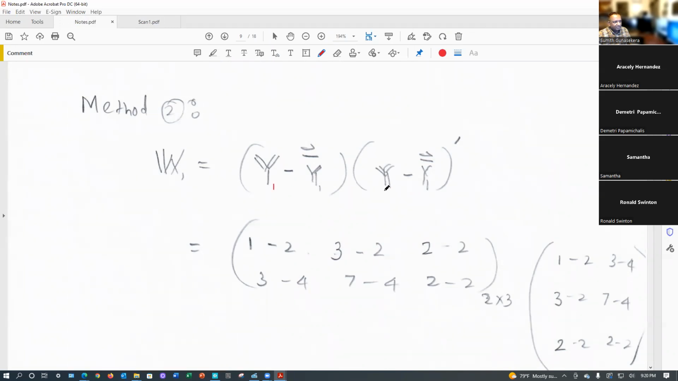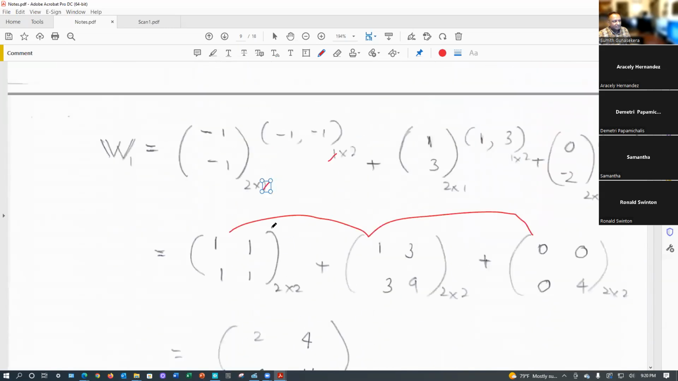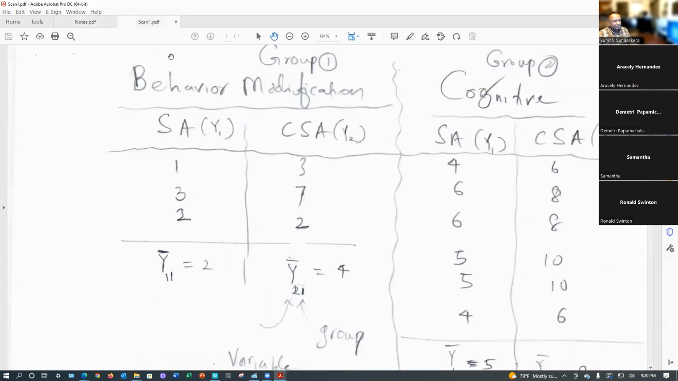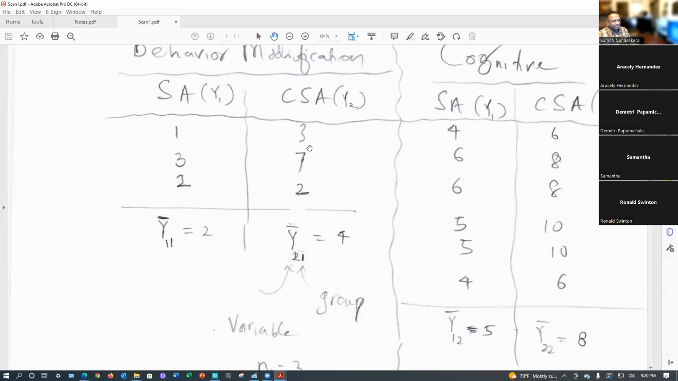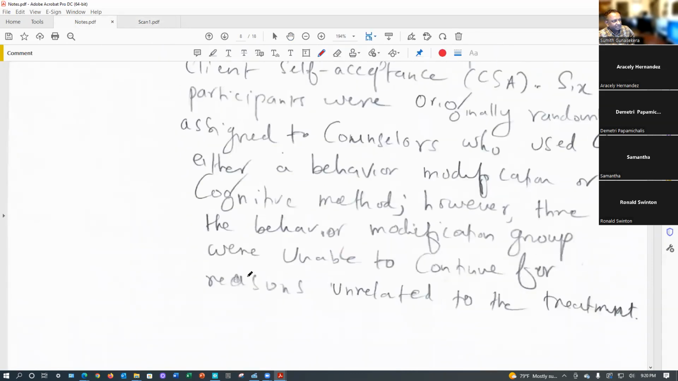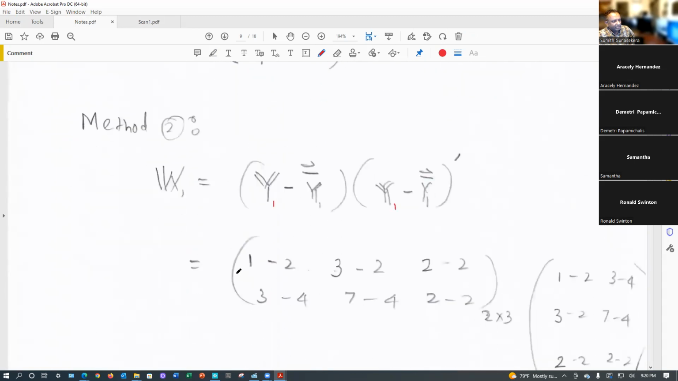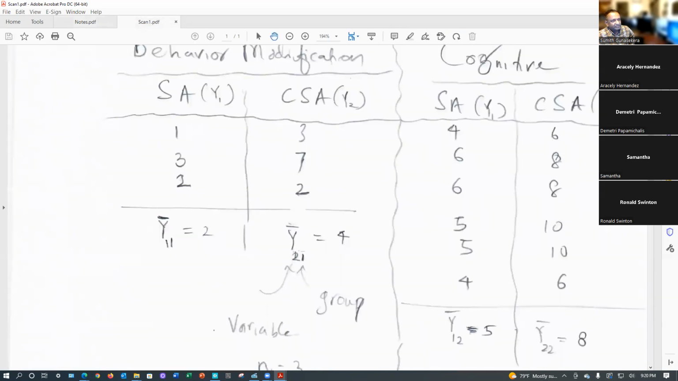It should be y1, y1. This one is considered, sorry, it's not a vector, it's a matrix. I'm going to subtract their corresponding means from this matrix. Corresponding means. So I go to the entry.